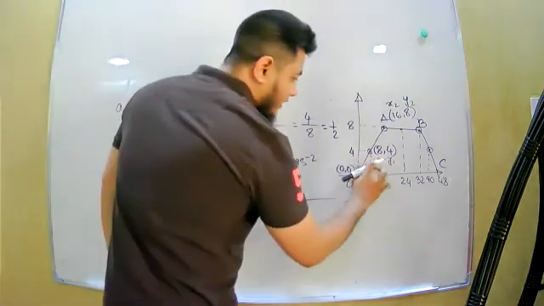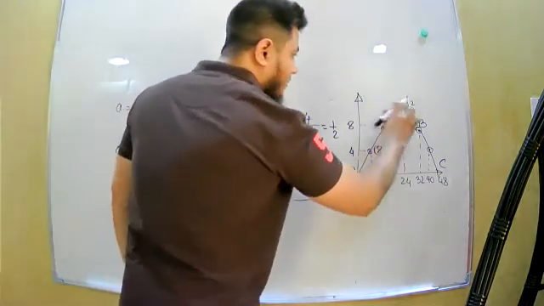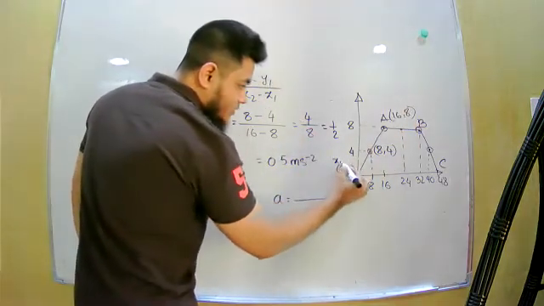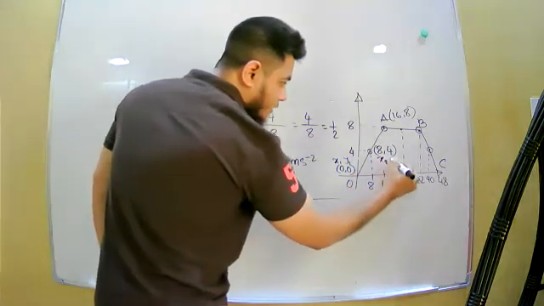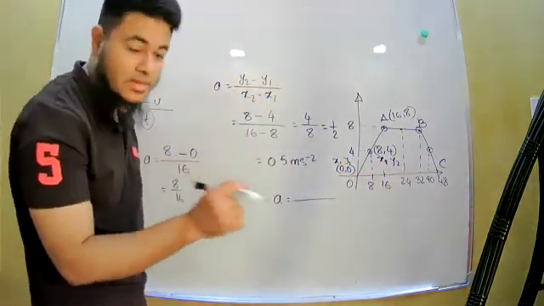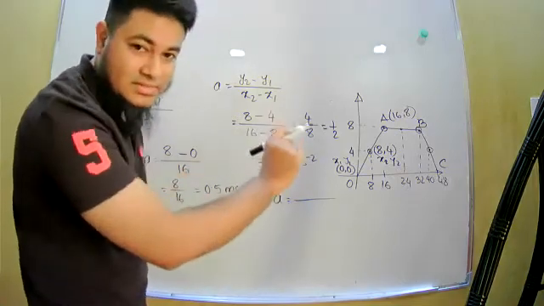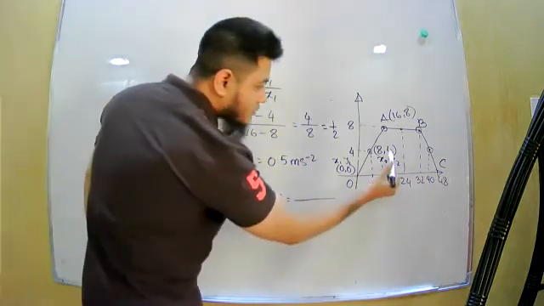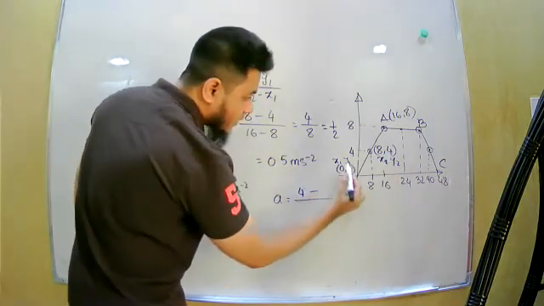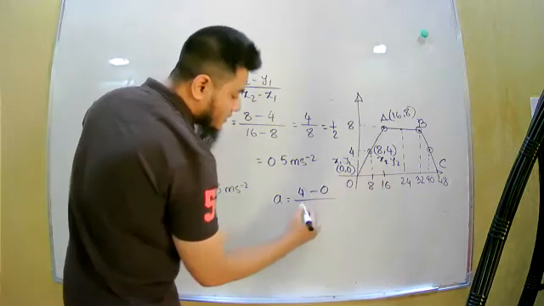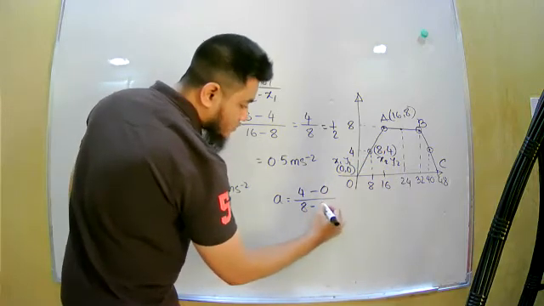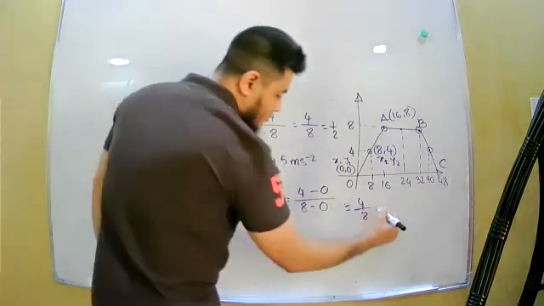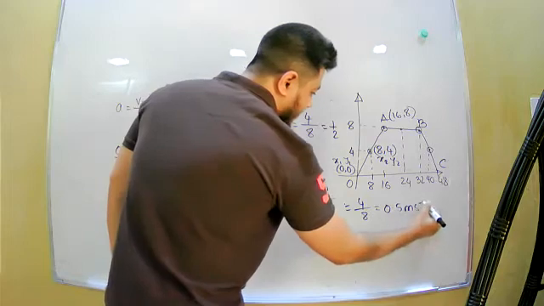So now I will consider these 2 points. Let us write x1 y1 on this one and x2 y2 on this one. Write with pencil, and after the calculation has been done, erase it. So again we will put y2 minus y1. Y2 is 4 minus y1 is 0. X2 is 8 minus x1 is 0. So again it will be 4 by 8, so again 0.5 meter per second square.